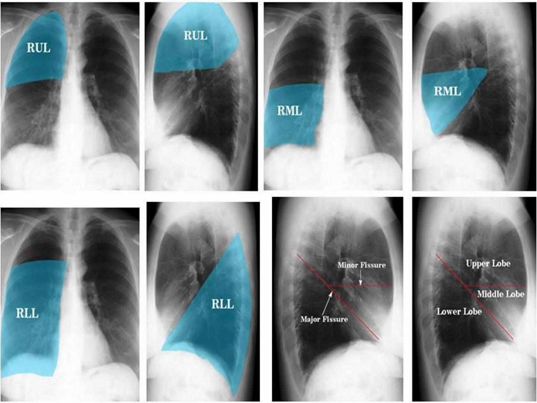These are some PA and lateral views of the chest, denoting most of the common structures or lobes of the lung. RUL stands for right upper lobe, RML stands for right middle lobe, and RLL stands for right lower lobe. If you notice, the right middle lobe and the right lower lobe overlap on a PA film.